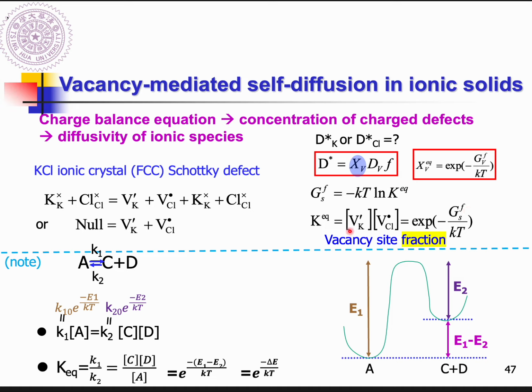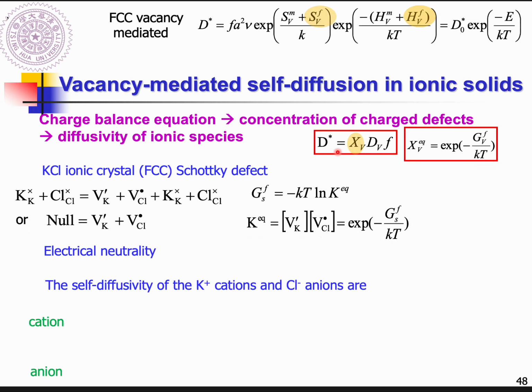Okay. So just to remind you, the VK and VCl are not concentrations, they are fractions: this is the fraction of VK, and this is the fraction of VCl. So let's take a look. The purpose here is that you want to know D star K and D star Cl. In order to understand D star K, you need to know the XVK, right? So XVK is actually VK prime. So as long as we know these values, I can put them here, then multiply by the diffusivity of the vacancy and F, and then I can get D star K. So this is the whole story.